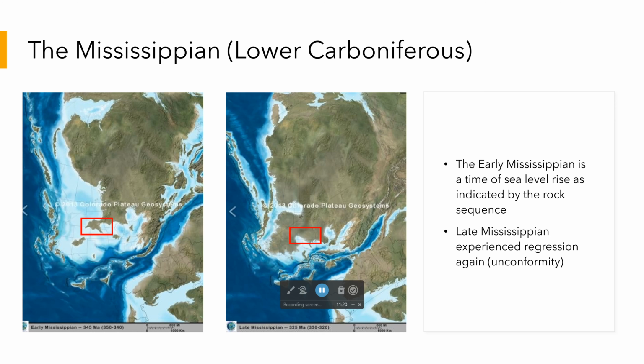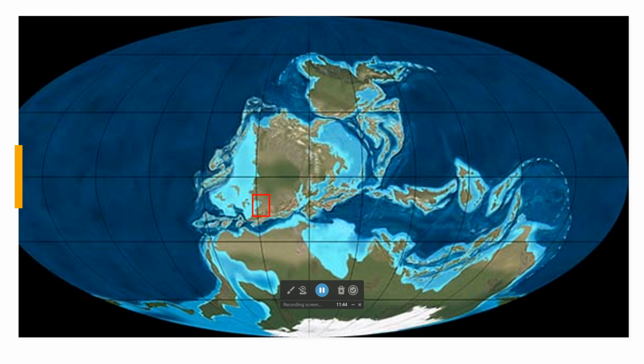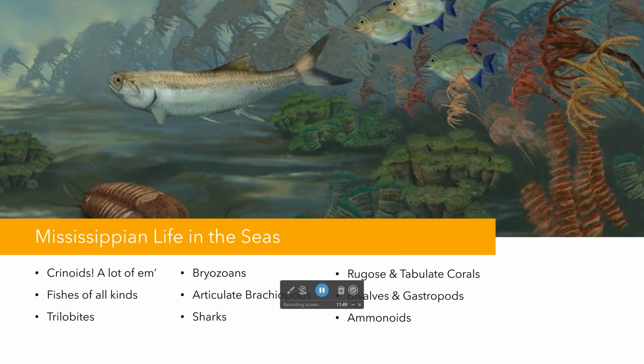And then finally today we're looking at the Mississippian and the Lower Carboniferous. So again, here are two paleogeographic reconstructions. Left is early Mississippian, right is late Mississippian. And this is again a rise of sea level in the early Mississippian and then a falling of sea level in the late Mississippian, based off of those rock sequences. And here we are near the equator at this time.